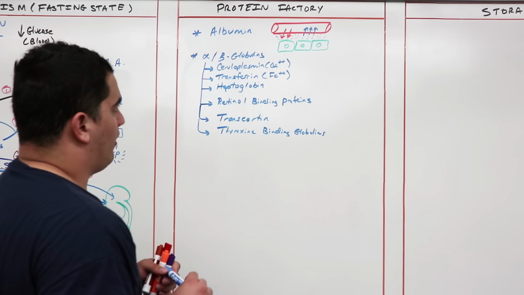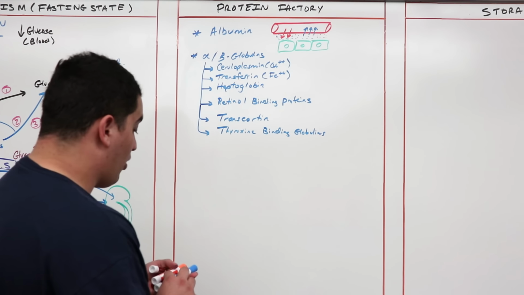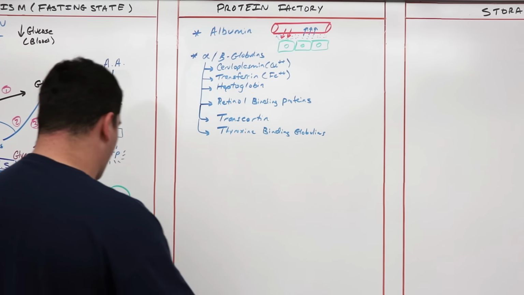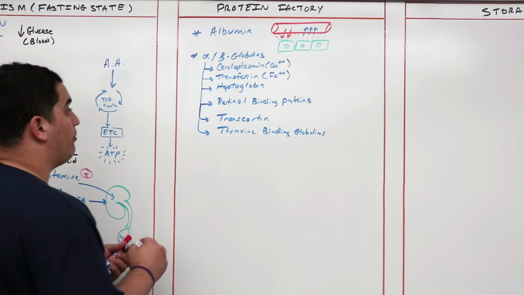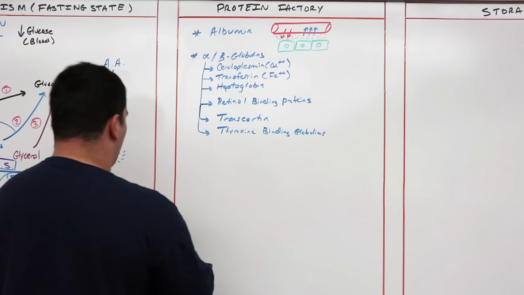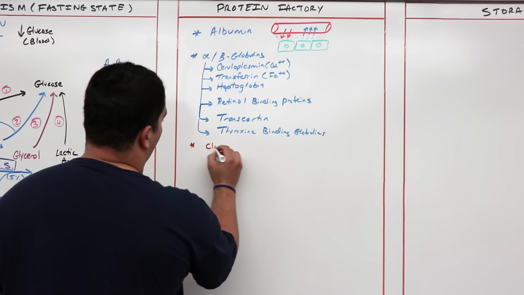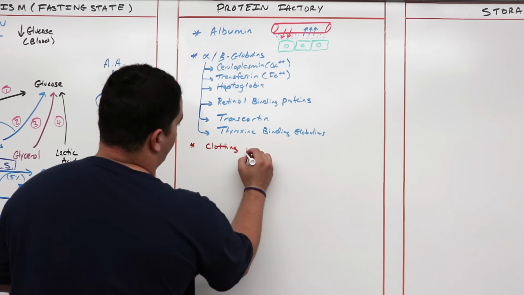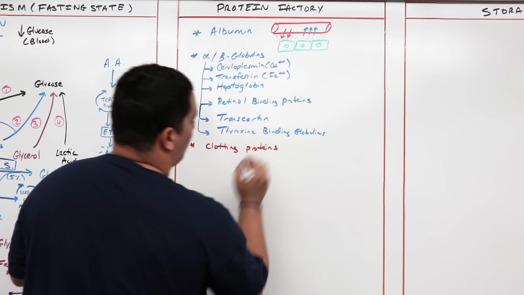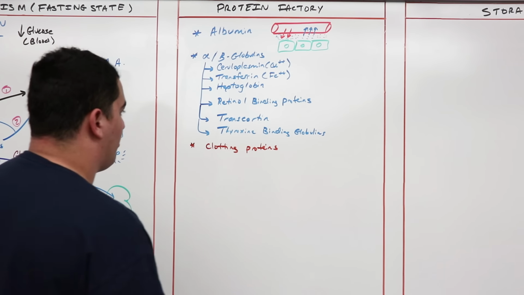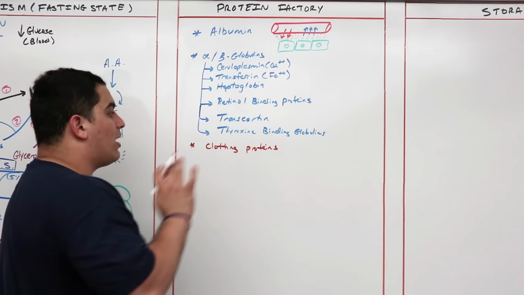Some other proteins that the liver makes besides these: it is also responsible for making different types of clotting proteins and anti-clotting proteins. So, for example, let's say I have clotting proteins. You guys know a lot of these. There's so many of them, right? But here are the ones that I want you guys to remember.